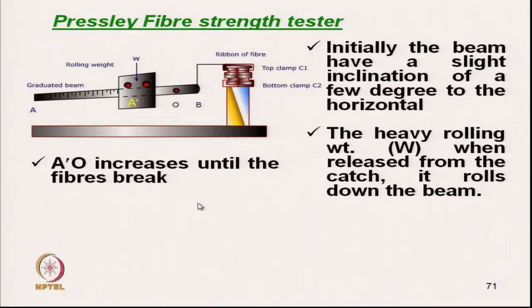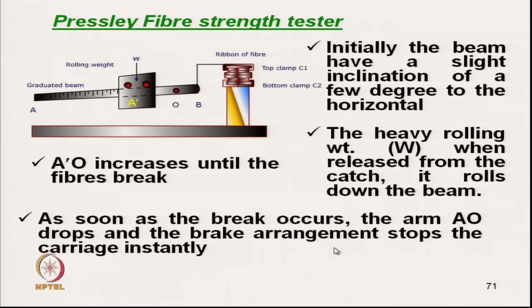The arrangement is such that as soon as the fiber breaks, this dead weight with the roller arrangement will not move further, it will stop immediately. As the break occurs, the arm AO drops immediately onto this platform, and the brake arrangement stops the carriage instantly.